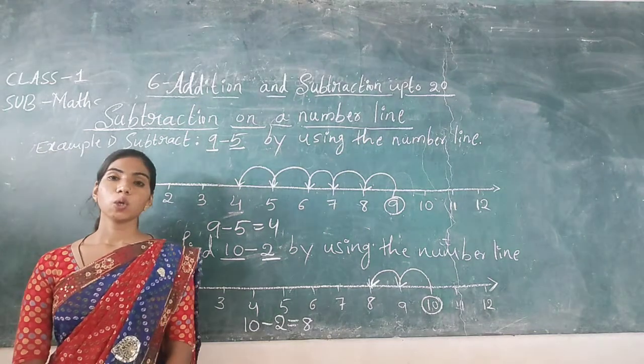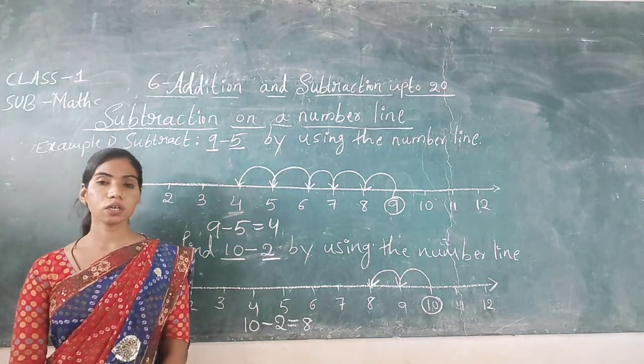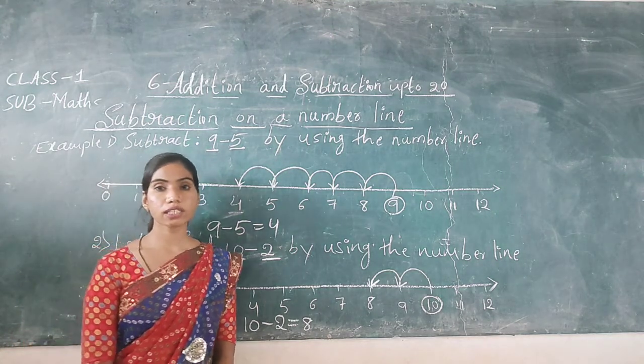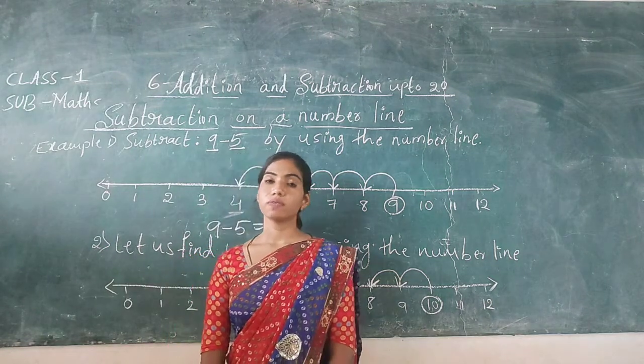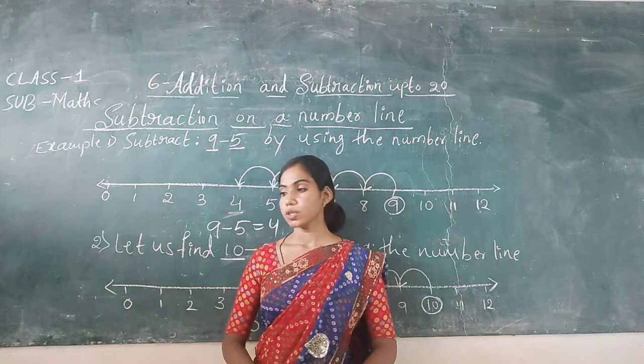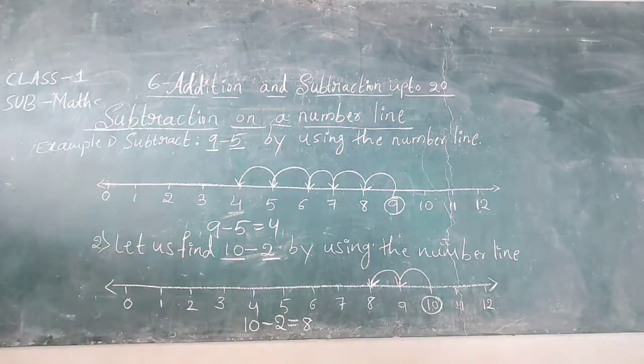Remember one thing, to add the numbers on the number line, we have to jump toward the right side. And to subtract the numbers on the number line, we have to jump toward the left side. Okay? Write down this. For today's class, it's enough.